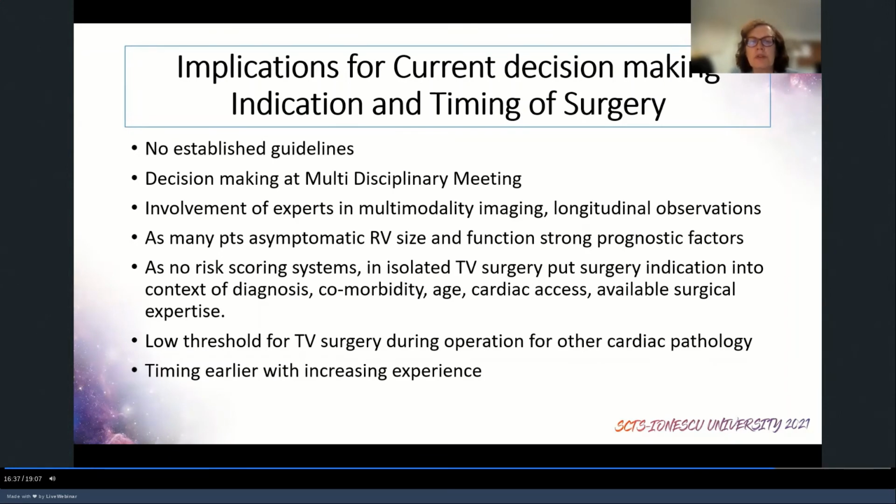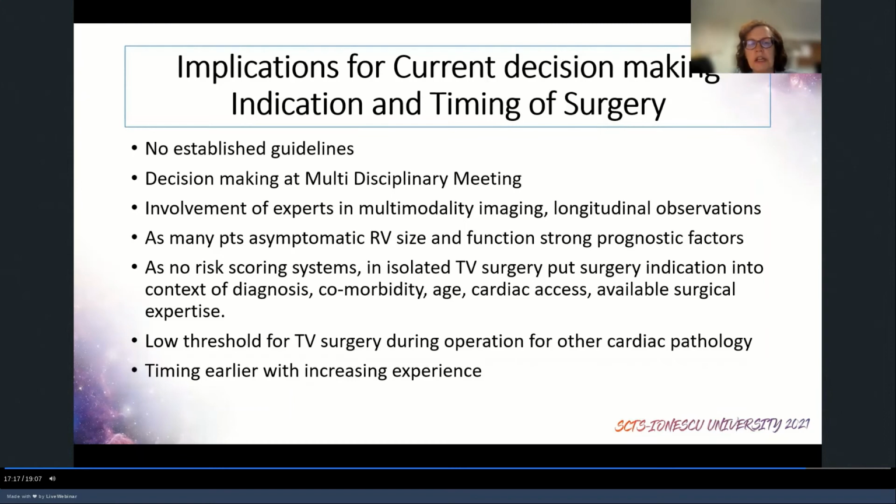The best way forward is to do this at multidisciplinary meetings, and these should involve experts in multimodality imaging, and there should be access to longitudinal observations on these valves. As many patients are asymptomatic, the size and the function of the right ventricle should be carefully considered. And as there are no risk scoring systems in isolated tricuspid valve surgery, it is really important to look at comorbidities and also look at the available surgical expertise.